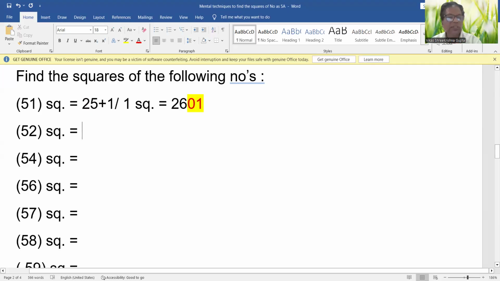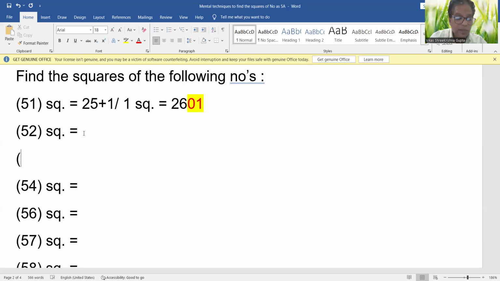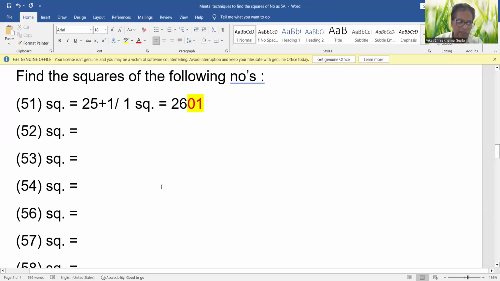Let me check this number. This is 53 square. Right? You have to find 53 square. And when you find 53 square, then it becomes 25 plus 3 is 28, followed by 09, 2809. Why 0? Because 3 square is a single digit number, whereas I require a double digit number. So please remember, when the square is coming as a single digit number, you have to put a 0 before the number to make it a double digit number.